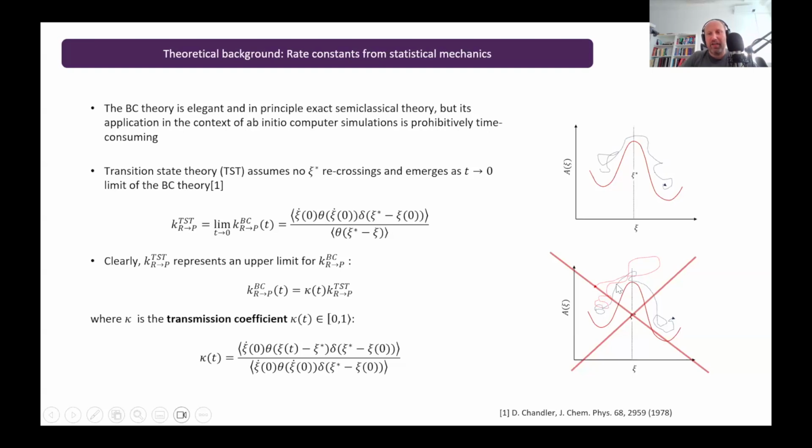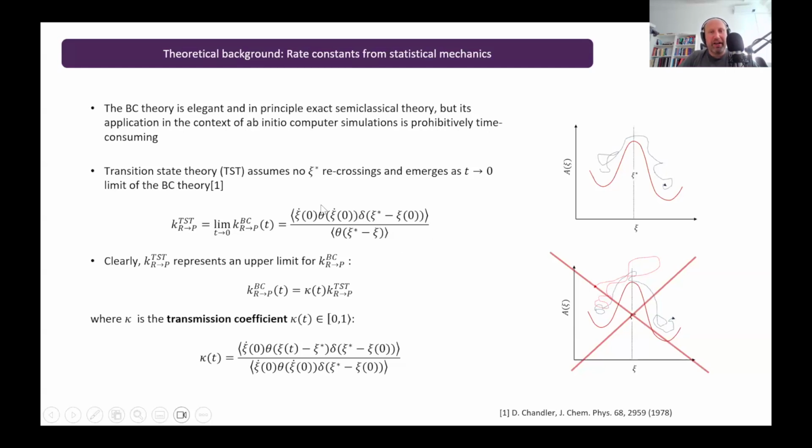And events like this, like the red line here, where we start in reactant, cross the transition state, but then recross it towards reactant again, do not exist within transition state theory. This is neglected. Transition state theory can be elegantly formulated as a time 0 limit of the Bennett-Chandler theory. If you do the exercise, we arrive at this formula. Here we have a Heaviside step function for the initial velocity, and we don't need to evaluate the system in time, as you can see. So this rate constant is time independent, unlike its Bennett-Chandler counterpart.